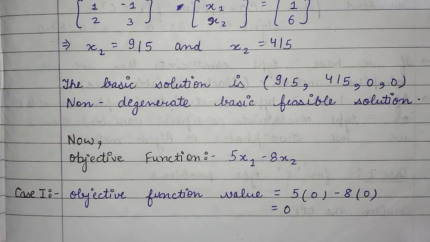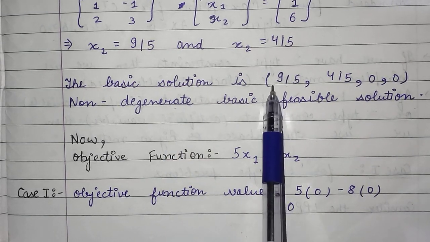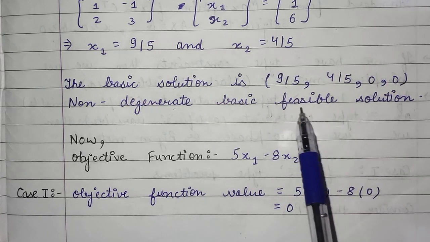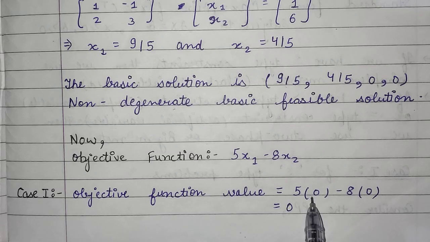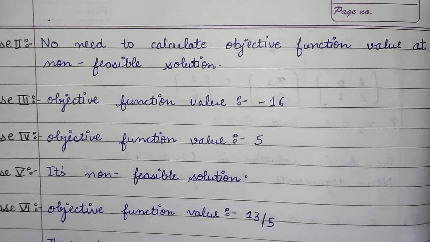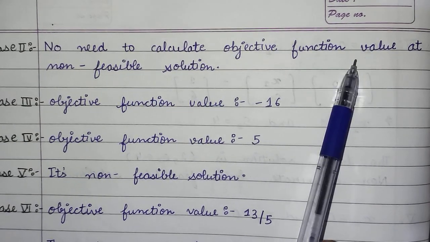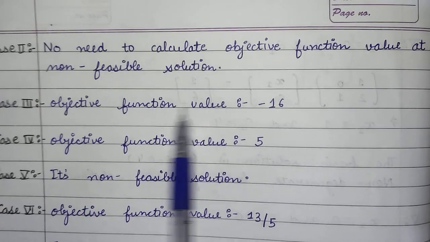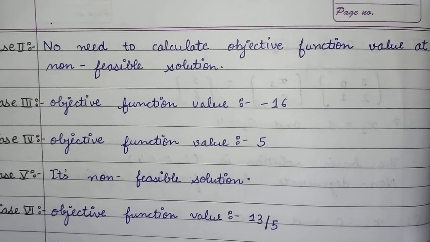Now our objective function is 5x1 minus 8x2. For our basic feasible solutions, in each case we get various values of x1, x2, s1, s2. We will put these values in our objective function. For case 1 we get x1 equals 0 and x2 equals 0, so the value of our objective function is 0. In case 2 we don't need to calculate the objective function value because it is a non-feasible solution. In case 3 the objective function value is minus 16.